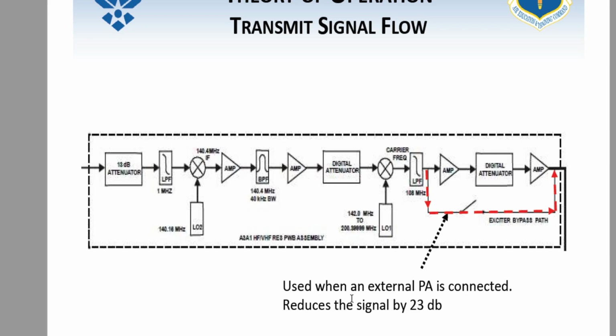Something to note, and this is also in your books, in your TO: when you use the external PA connected, it reduces the signal by another 23 dB. Why do you think it's doing that? What do you know about power in relation to gain, or in relation to decibels? If I increase the power, what do you think is going to happen to that decibel number? Yeah, it's going to go up. So why do you think it has to be attenuated or reduced here? Right? Because I can use the word attenuated, correct?